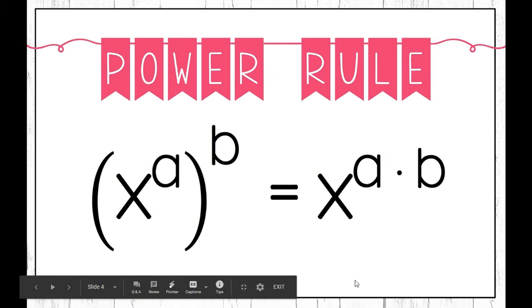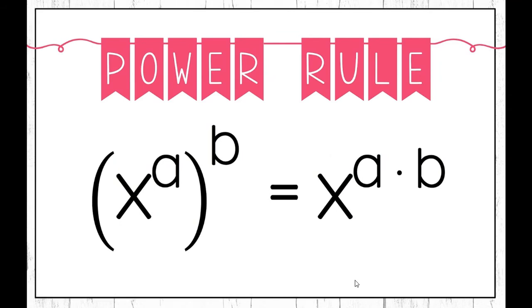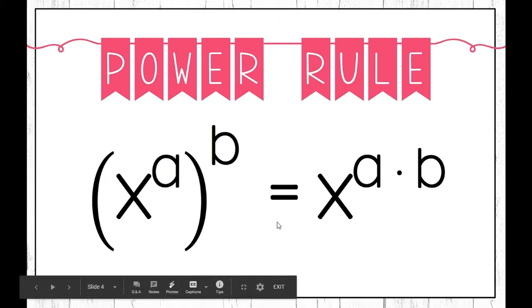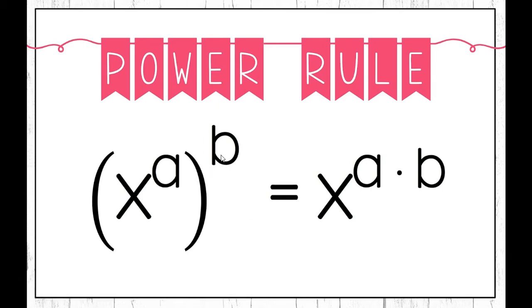This rule can be simplified. We don't have to show all that work writing all those y's out. The power rule simplifies it for us. So actually, when you raise an exponent to another exponent, you can just multiply the exponents together to get your final answer.